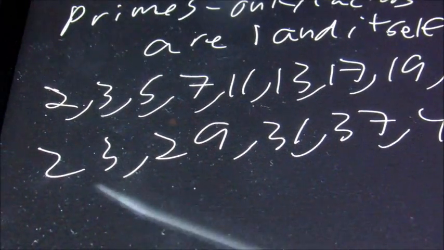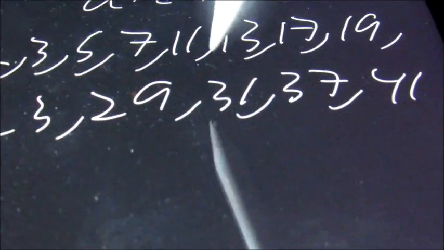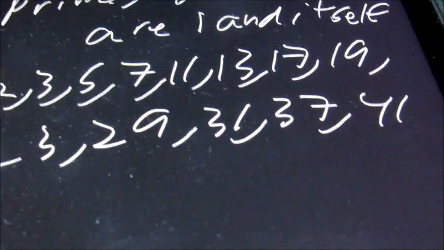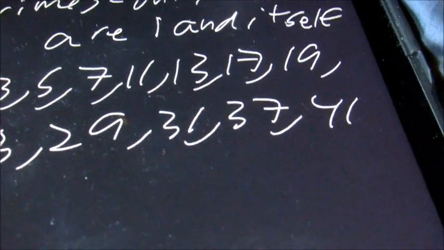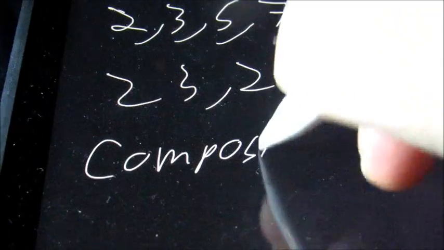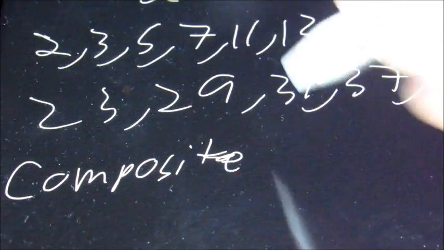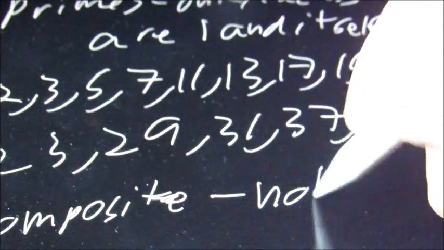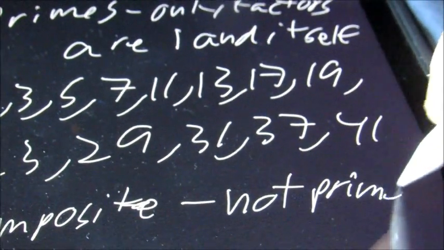So 1 times 2 is 2. No other number will go into it. For 31, we have 1 times 31, but nothing else will divide evenly into it. And a composite number, then, are all the numbers that are not primes.